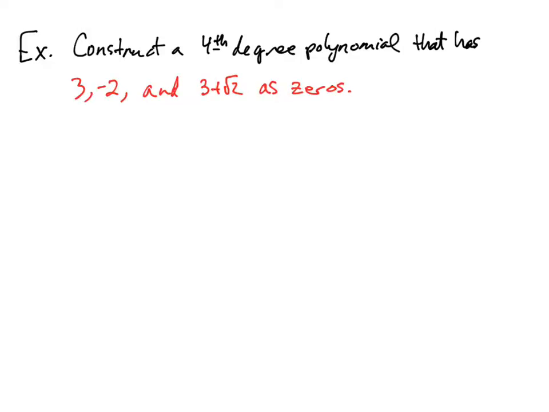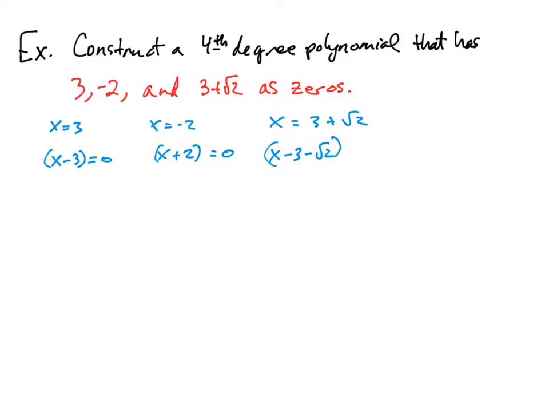And the last example here says to construct a fourth degree polynomial that has 3, negative 2, and 3 plus root 2 as zeros. Now, because these values are zeros, x is equal to 3, x is equal to negative 2, x is equal to 3 plus square root 2. To use these values to construct the polynomial, we want to convert these into factors. So this is going to be x minus 3 equal to 0, x plus 2 is equal to 0. Here I'm going to subtract 3 and subtract square root 2, so x minus 3 minus square root 2 is a factor.